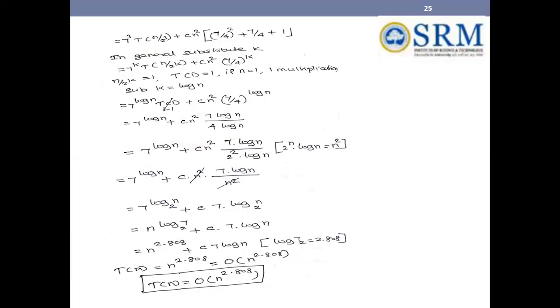Here in this concept, we have two types of analysis. In the first type of analysis, we take only multiplication as the basic operation. In the second analysis, we take multiplications and additions. For each iteration, there are 7 multiplications, 7 into T of n by 2 plus n square, the time complexity for matrix addition. Anyhow, matrix addition is lesser than matrix multiplication, so that component will be omitted. Finally, we get the same answer, that is order of n power 2.808.